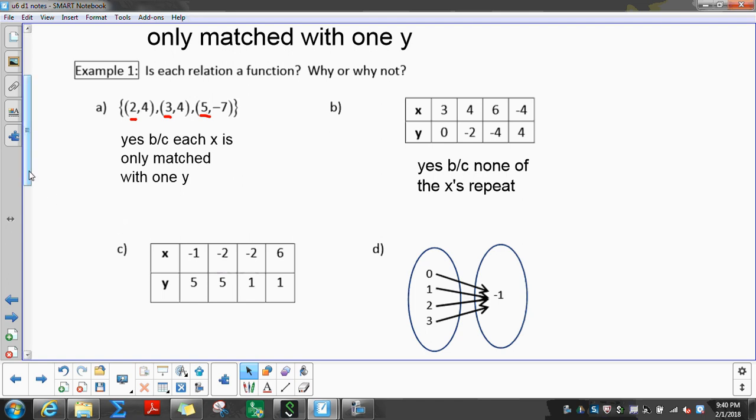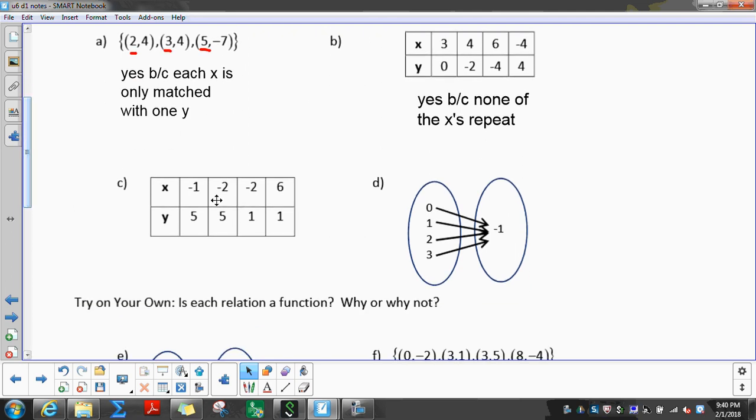Alright? Let's look at C. Here we have -1 going to 5, -2 going to 5, -2 also going to 1, and 6 going to 1. So because this -2 is going to two different y's, that's our issue. This one number has two different y's. So no, because the -2 is matched with two different y's. So that's why it's not a function.